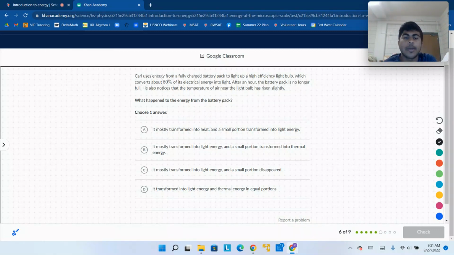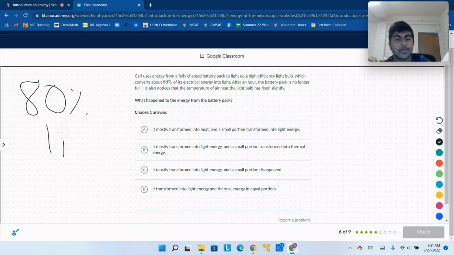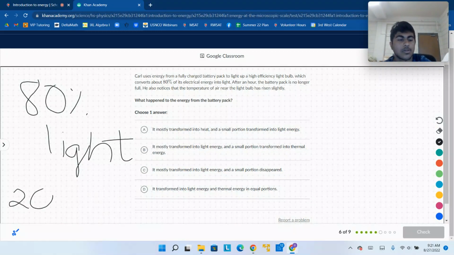After an hour, the battery pack is no longer full. He also noticed that the temperature of the air near the light bulb has risen slightly. Okay. Up to the energy of the battery pack, well, 80% of it is the light that you get from a light bulb, because obviously. The other 20% can probably do something like thermal energy, like heat.